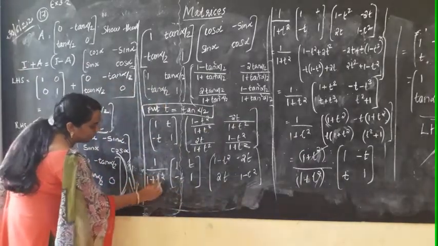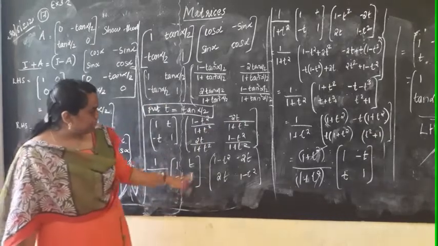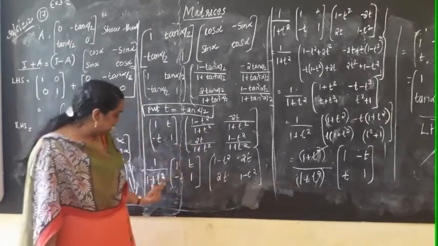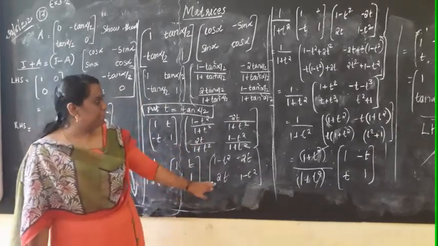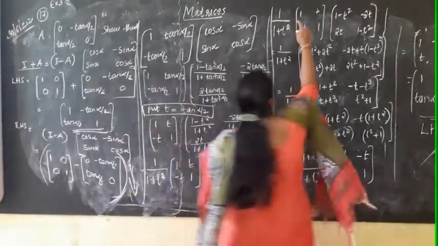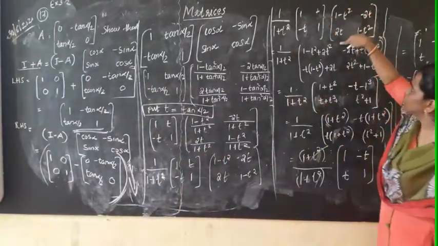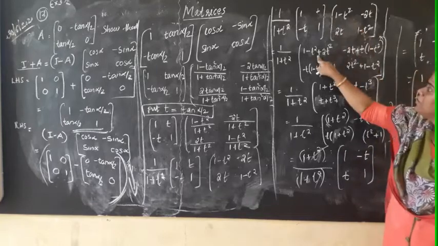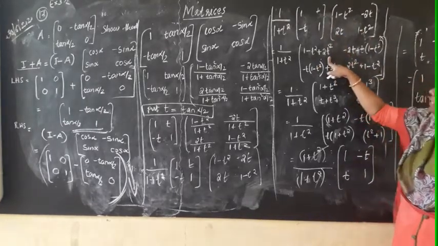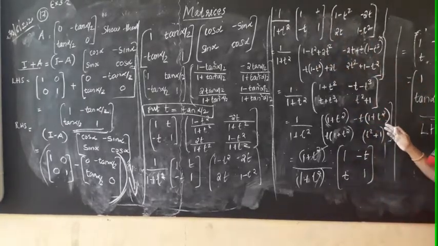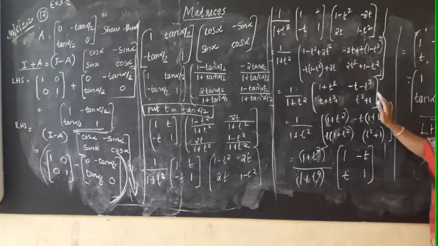1 plus t square. Then this term is the same, and here the denominator is taken out. Now we can multiply this. Matrix multiplication. First row, first column: 1 into 1 minus t square, 1 minus t square, t into 2t, like that. We have done the matrix multiplication.